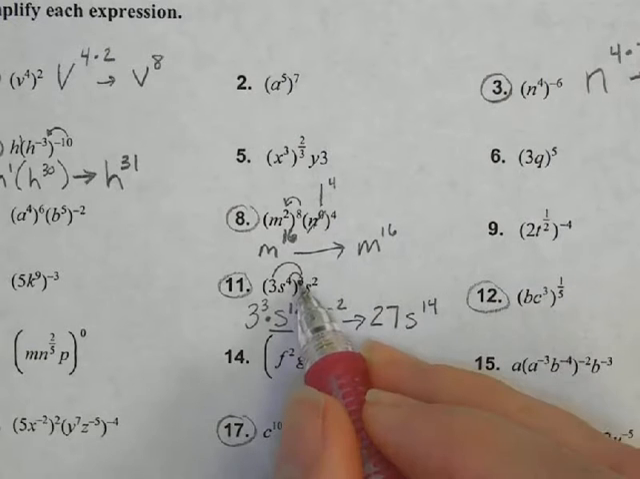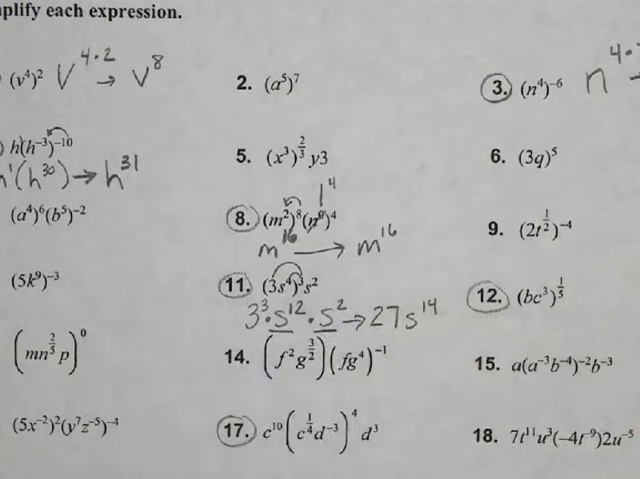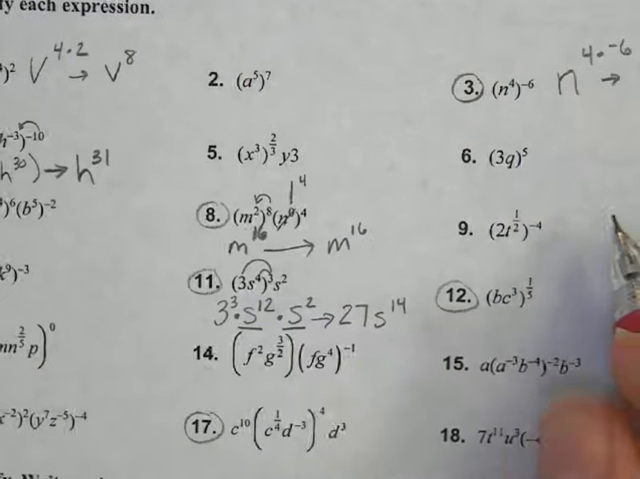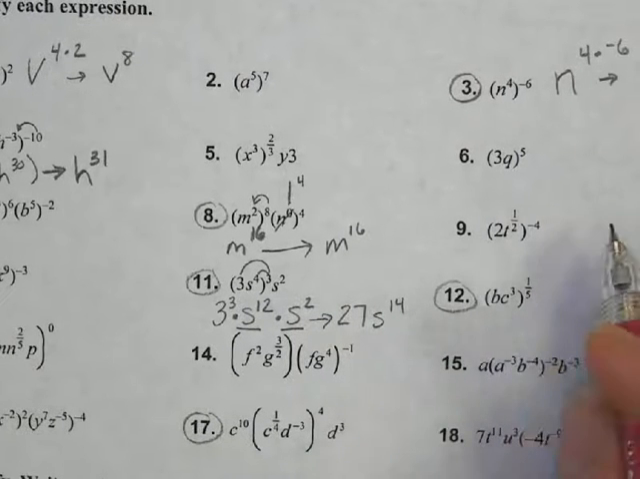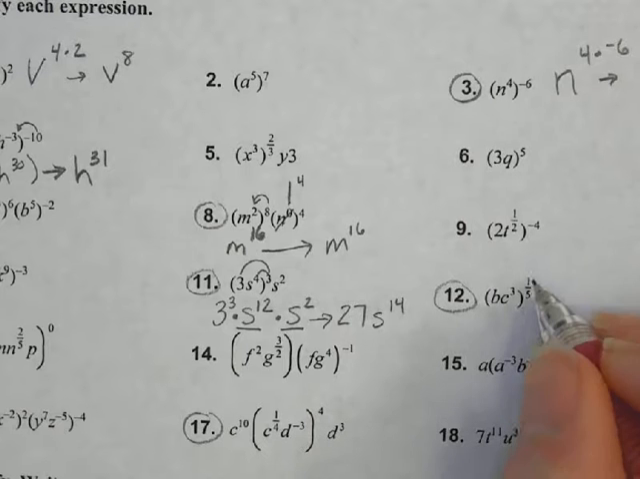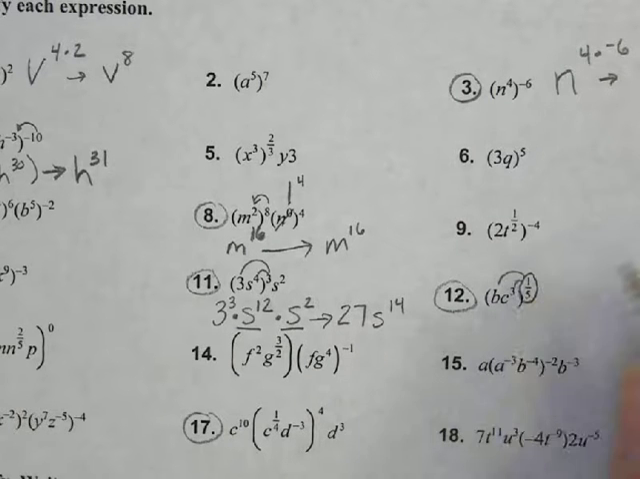Alright, so the key there was to take my exponent and distribute it to the whole number and to the other exponent that is there. Alright, next one, number 12, kind of funky. I'm going to take this 1/5, and again I'm going to distribute it to the b, and I'm going to distribute it to the 3.